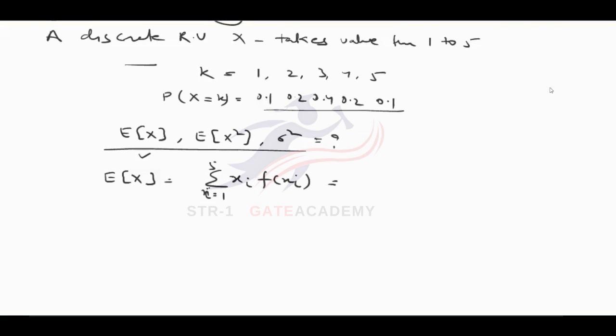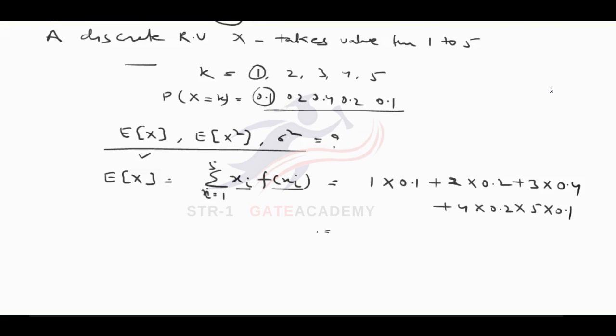So we calculate the values of x and f(x). By putting in all the values we get 1 multiplied with 0.1, 2 multiplied with 0.2, plus 3 multiplied with 0.4, 4 multiplied with 0.2, and 5 multiplied with 0.1. By adding all the terms we get the result 3.